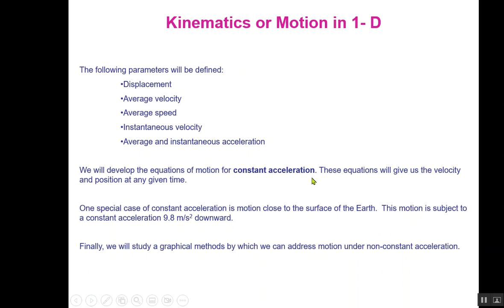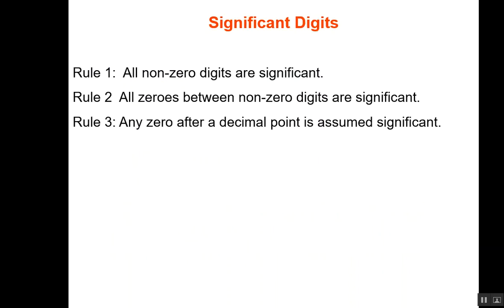We're going to develop these equations of motion under the conditions of constant acceleration. These equations are going to give us velocity and position at any given time. We're also going to talk about a special case, which is free fall motion: motion close to the surface of the Earth with a constant acceleration of 9.8 meters per second squared downward. Finally, we're going to study graphic methods by which we can address motion under non-constant acceleration. Basically, we're just going to split the problem up into different sections, different periods of time in which you have constant acceleration. We'll get on to it with significant digits.